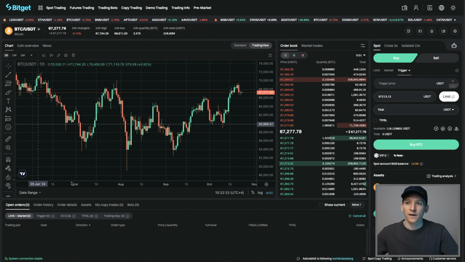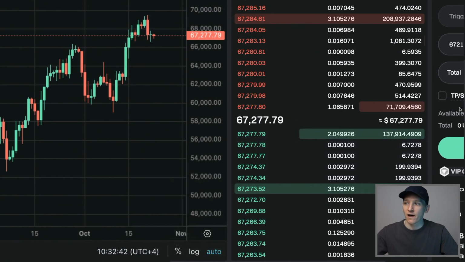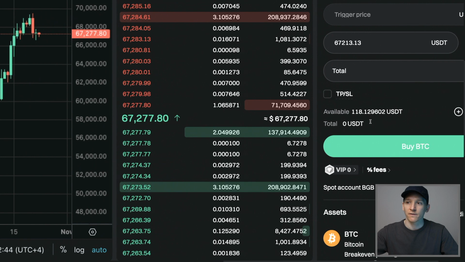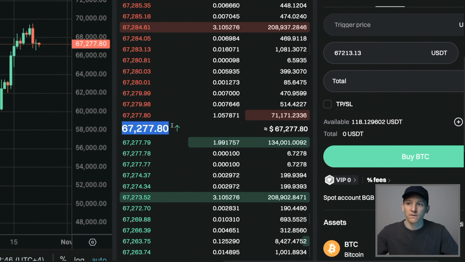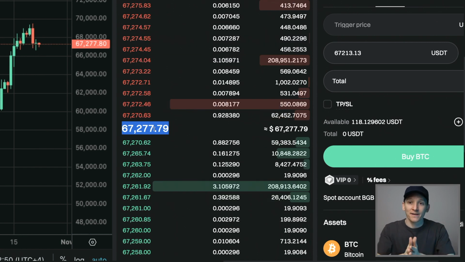So the layout right here, we have the charts, which I'll get onto in a little bit. We have the order book here, and this is exactly what it says on the tin. It's a book of orders. And of course, we have buyers and sellers showing all of their trades. So we have this price in the middle. This is known as the mid price. This is the price that buyers and sellers are actually coming together and trading at.